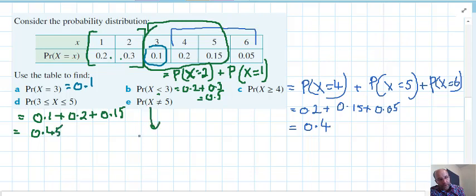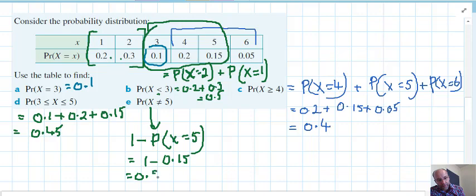Not equal to 5. So that's 1 minus, we can use the complement, 1 minus the probability x equals 5. It's the quickest way of doing it, using the complement, and that would be 1 minus 0.15, which is 0.85.